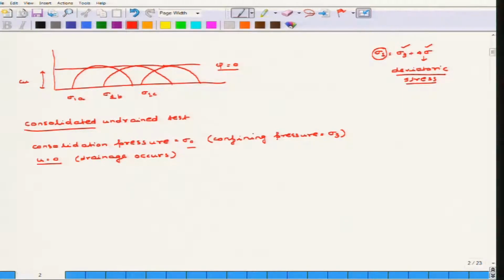Now let us say that at the beginning of the shearing stage, the confining pressure is sigma 3. Now at the end of the test, no more drainage is allowed, because during the entire undrained phase no more drainage is allowed. So some amount of pore water pressure is developed. So U is not equal to 0 at the end of the shearing stage.